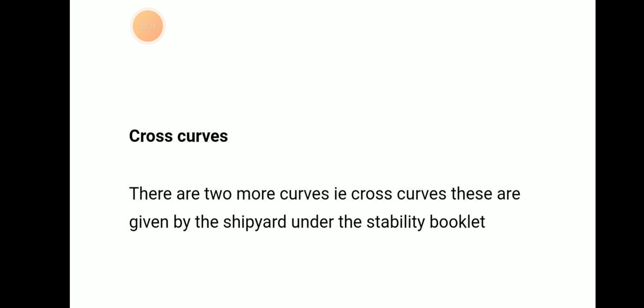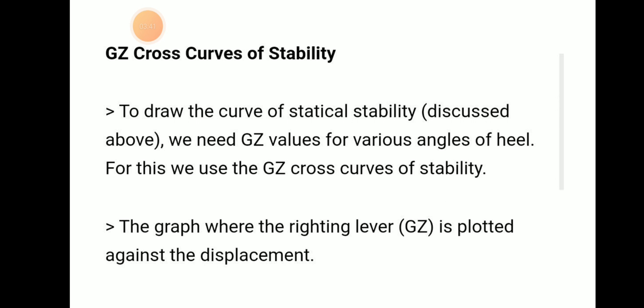Then cross curves. Cross curves means there are two or more curves. These are given by the shipyard in the stability book. To draw a curve of static stability, we need GZ values for various angles of heel. To find these GZ values, we use the GZ cross curves of stability.